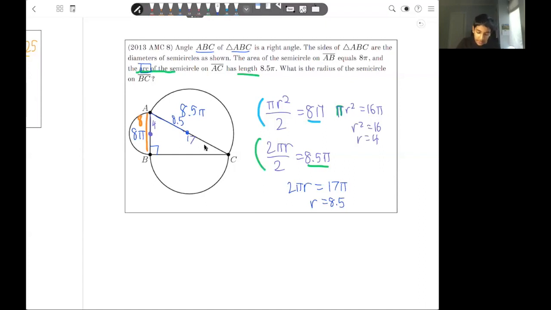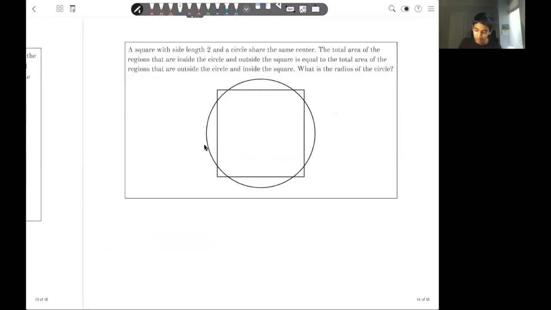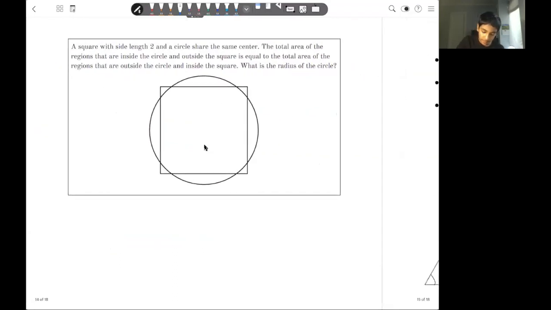So AB has a length of 8, AC has a length of 17, and if you remember, 8, 15, 17 is a Pythagorean triplet, so BC is 15. And that means the radius of BC is just 15 divided by 2, since BC is the diameter, which is 7.5. Any questions? Okay, so now let's try this last problem for length.